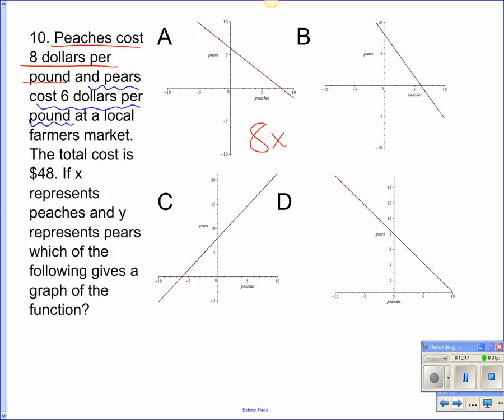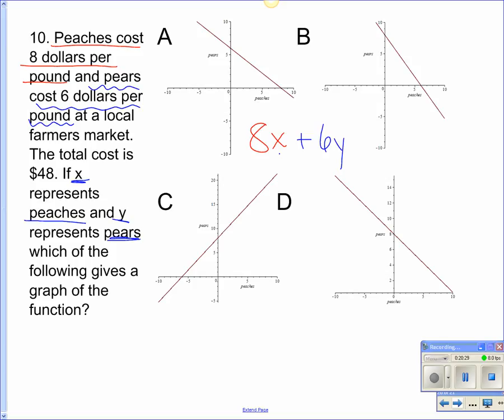Then I have pears cost $6 per pound. No, because what was this? Peaches or pears? This was peaches. 6y. Look, this was peaches and this was pears. They're two different things. You got to use two different letters. Peaches are $8 per pound. Pears are $6 per pound. It also tells you to let x be peaches. So peaches is 8x. And y be pears. So 6y.